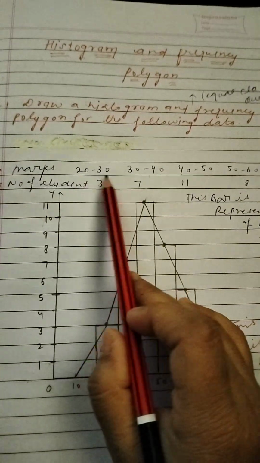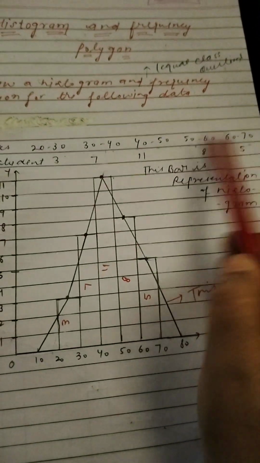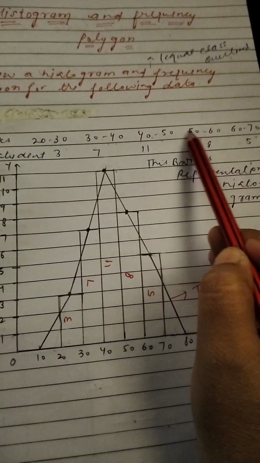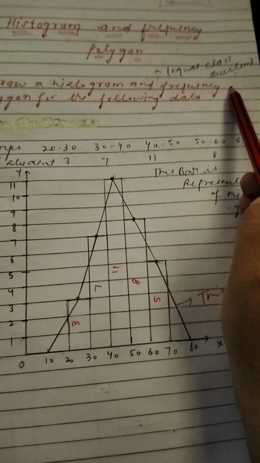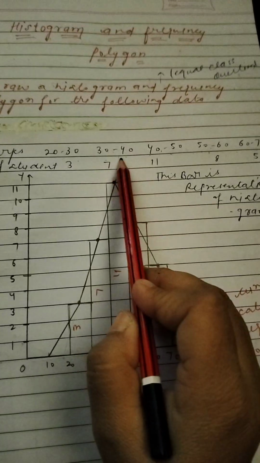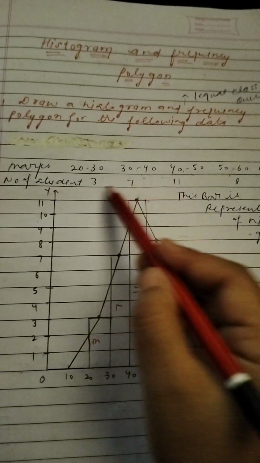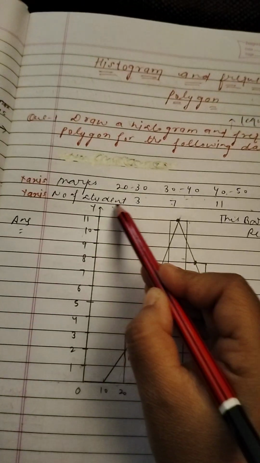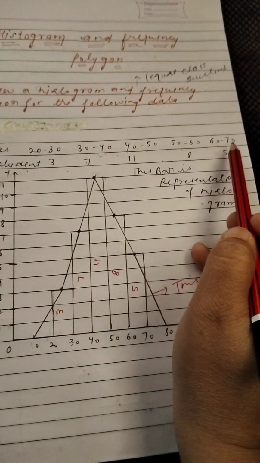See, the first example is this: 20 to 30, 30 to 40, 40 to 50, 50 to 60, 60 to 70. What is the difference between the intervals? 10, 10, 10, 10 and 10. This is called equal class interval. When the difference is the same, it is called equal class interval. And how to draw with equal class intervals? Just follow your frequency. The number of students means frequency. How to draw? You have to start from 20 and the last number is 70.